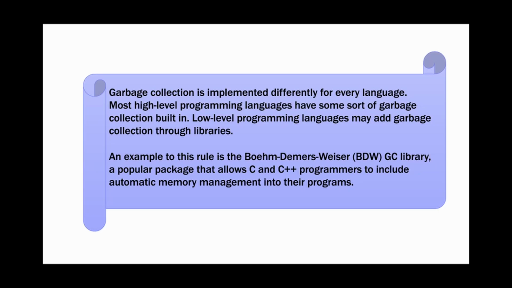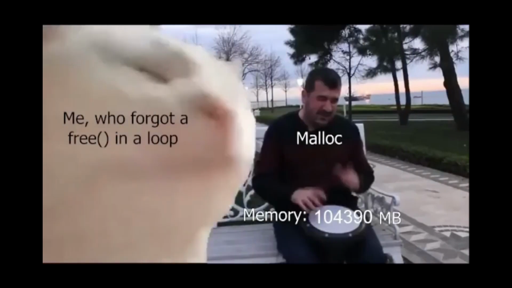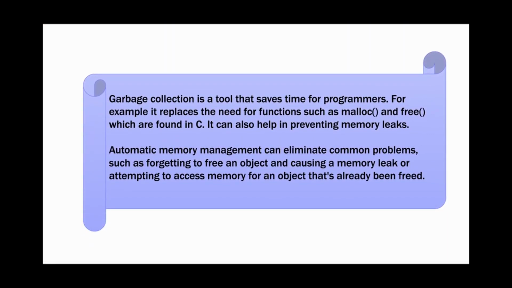One of the very few pros of garbage collection is the fact that it saves time for programmers. For example, it replaces the need for functions such as malloc and free, which are found in C. It also helps in preventing memory leaks. Automatic memory management can eliminate common problems such as forgetting to free an object and causing a memory leak, or attempting to access memory for an object that has already been freed.